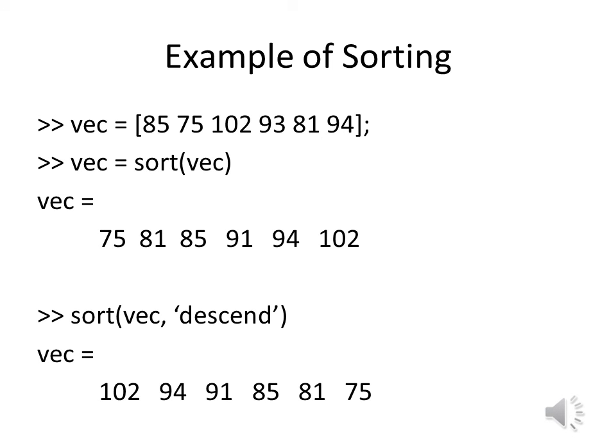So let me get this straight. Dataset VEC, which is arranged in a random order, is put into both ascending and descending order using the sort function. Right on, Harry. I always knew you were a MATLAB wizard.